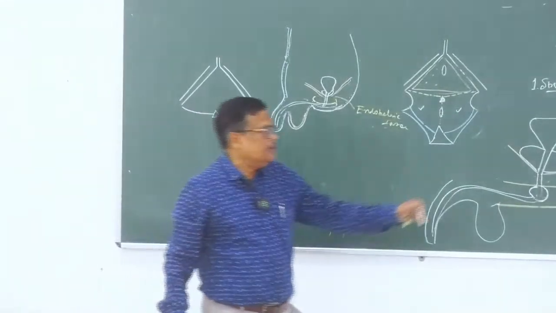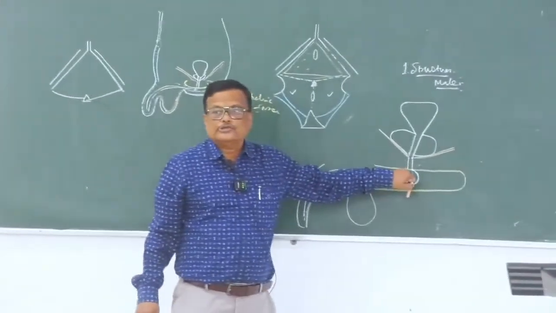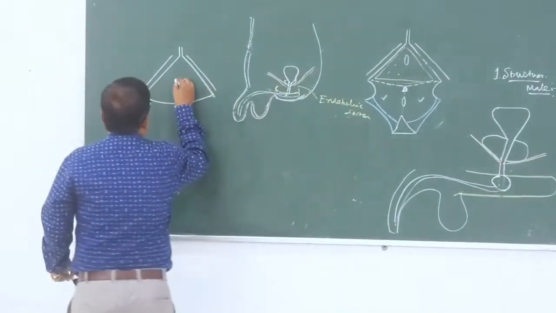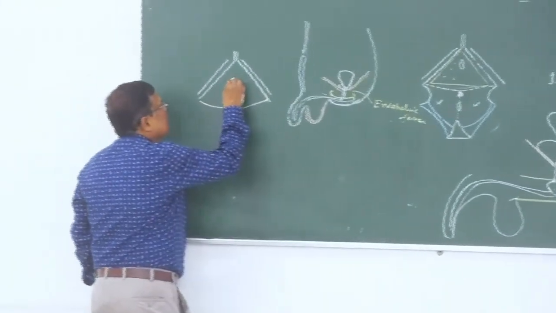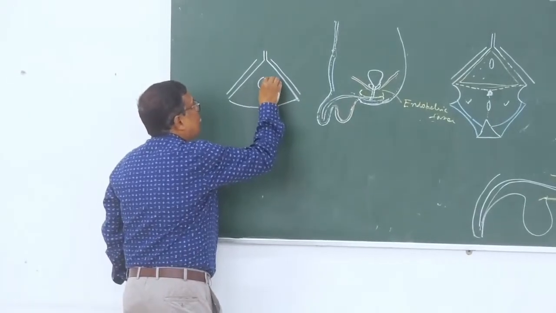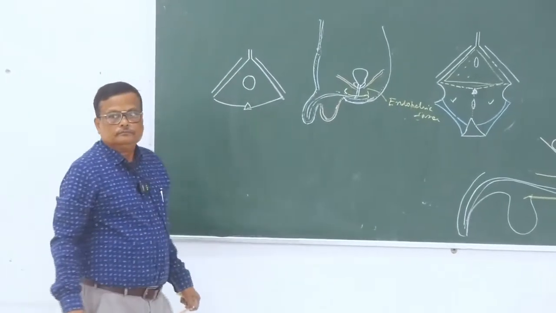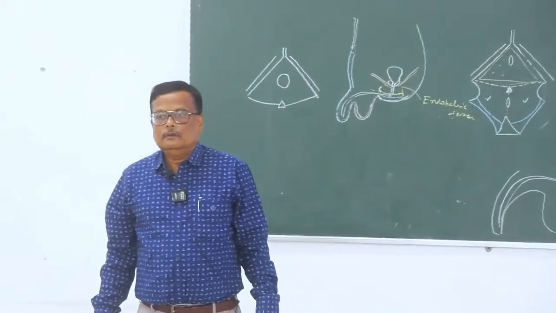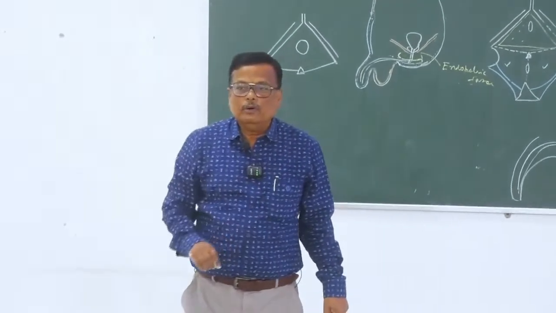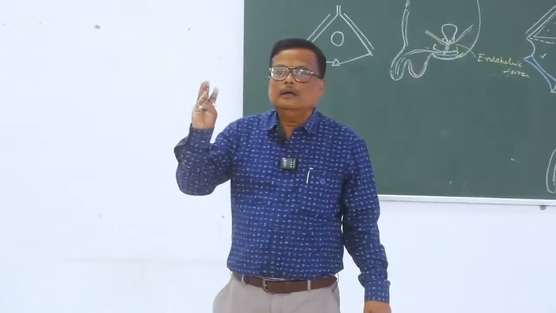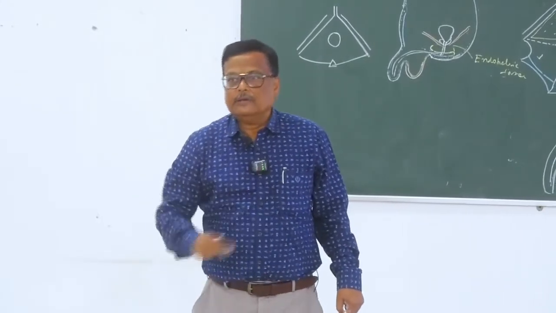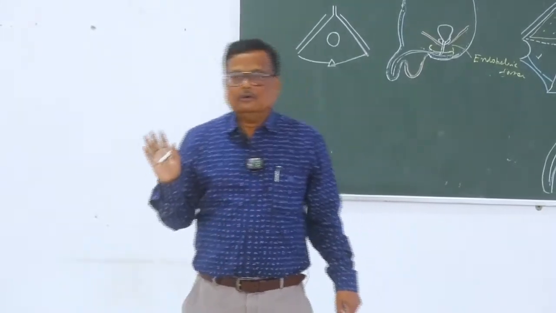So in the superficial perineal pouch, what part of the urethra do we see? The bulb of the urethra, in case of a male. Right? In female, what will we find? Urethra and vagina. In female the urethra and vagina have come down, leave it.